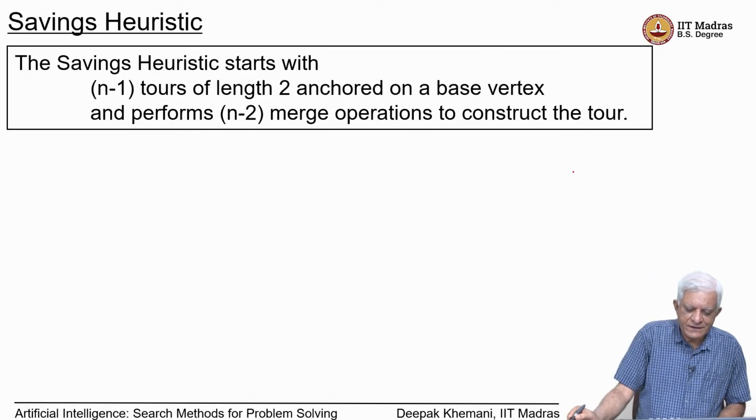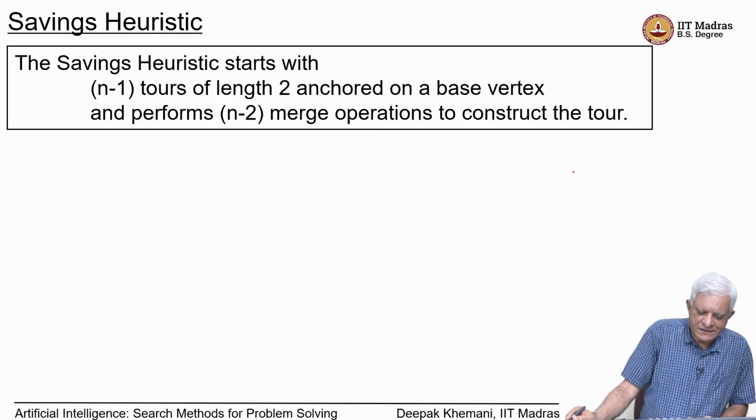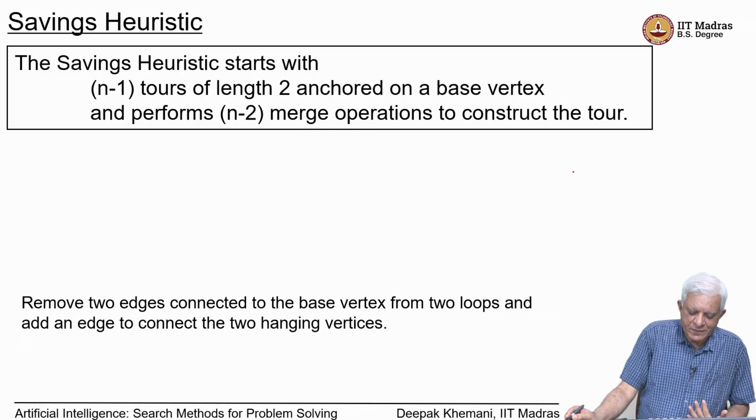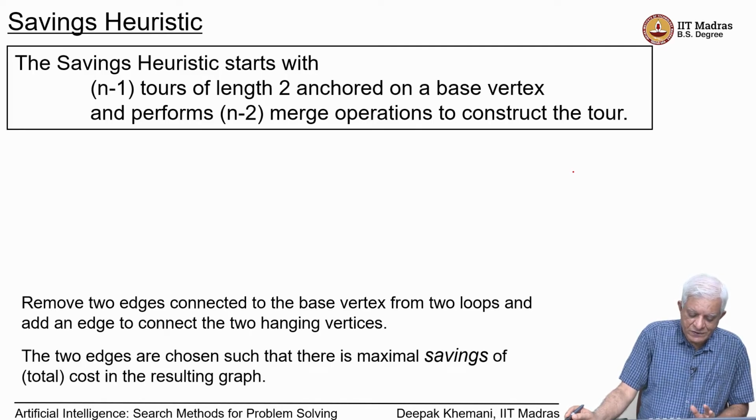There is another approach called the savings heuristic, which is quite popular, and the way it works is as follows, that you start with n minus 1 tours of length 2 anchored on some base vertex, and then you perform n minus 2 merge operations to construct the tour. What is a merge operation? You remove two edges connected to the base vertex from two loops and add the edge to connect the two hanging vertices essentially. Which two? The two edges are chosen such that there is maximum savings of total cost in the resulting graph. That is why it has got this name savings heuristic.